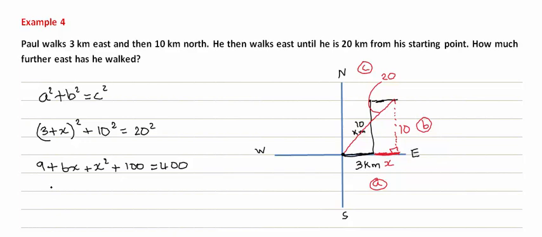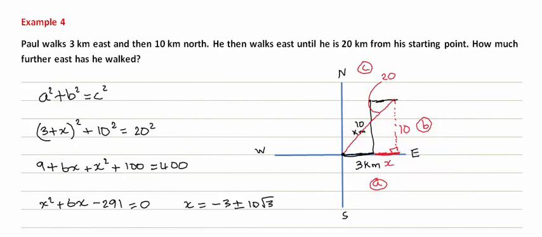Okay, so we should rearrange this. We'll have x squared plus 6x, and this will become minus 291 equals 0. Now this one's a bit tricky. I suggest you use the quadratic formula here to solve this. The answer I got for x is going to be minus 3 plus or minus 10 root 3. You can check that yourself.